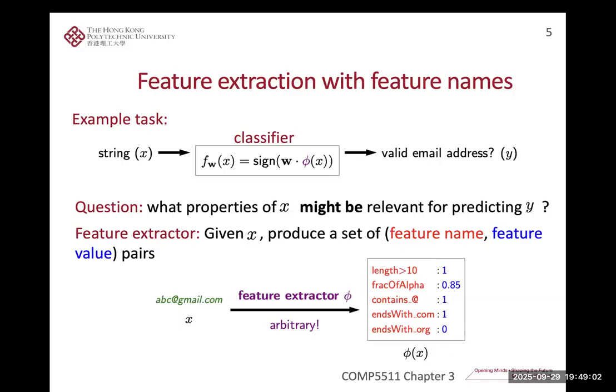And the fraction of alphanumeric, that's 0.8, the fraction of alphabetic among the string. And it contains a particular character, at. An email address always has an at in there. So a yes or no indicator. And ends with com, yes or no. And ends with something. You can see we can define a bunch of features and we just give the feature with the feature value. This is our predefined feature name, feature value pairs.